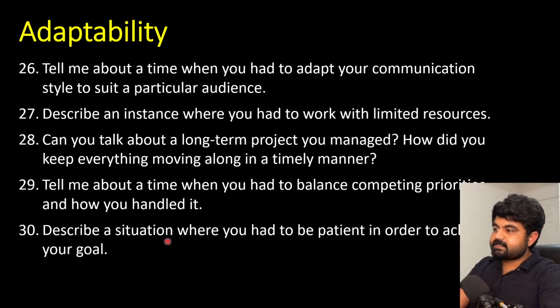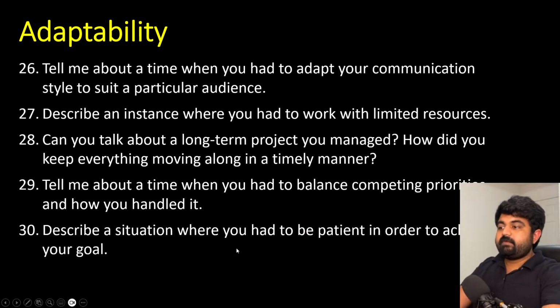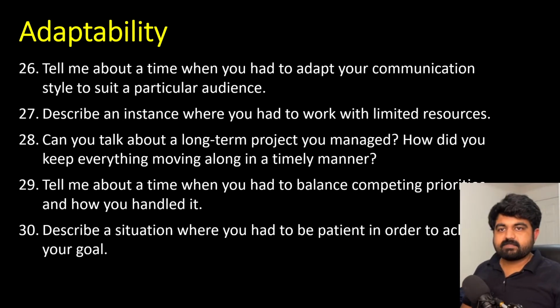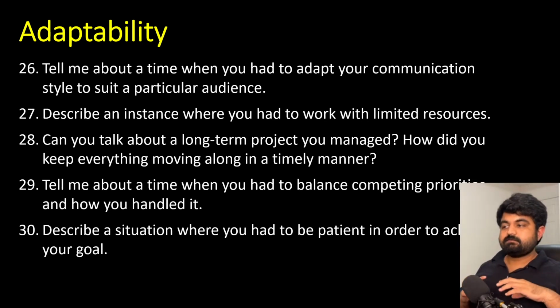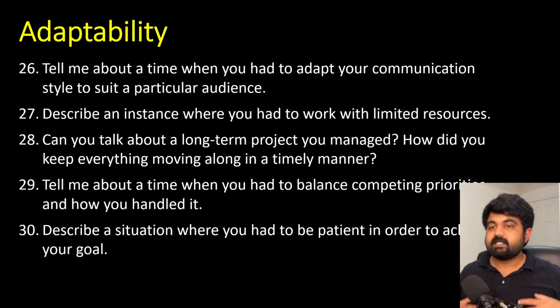Next one is, describe a situation where you had to be patient in order to achieve your goal. Maybe a long running project. Maybe many times you ask for something, but the priorities change. From the company's perspective, they wanted to do these things maybe in this quarter, but it got delayed to next quarter or next year. And then you had to make quite frequent changes and adapt your team, your situation, your product according to that.